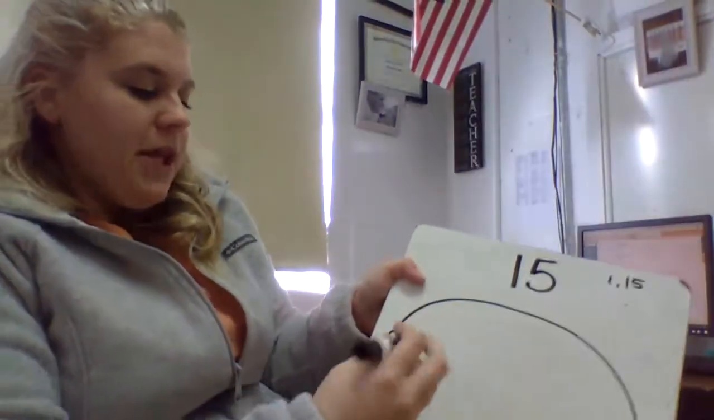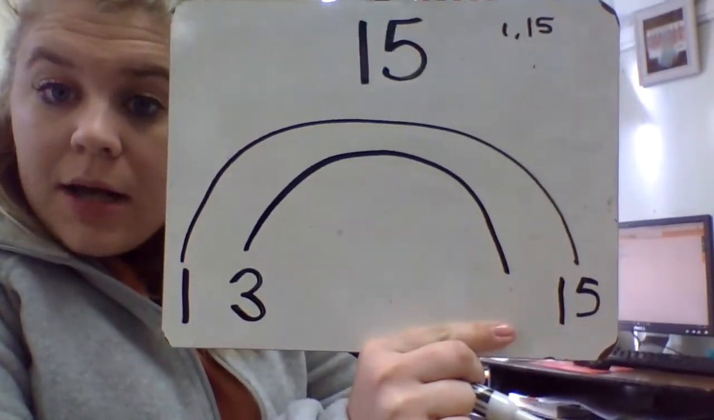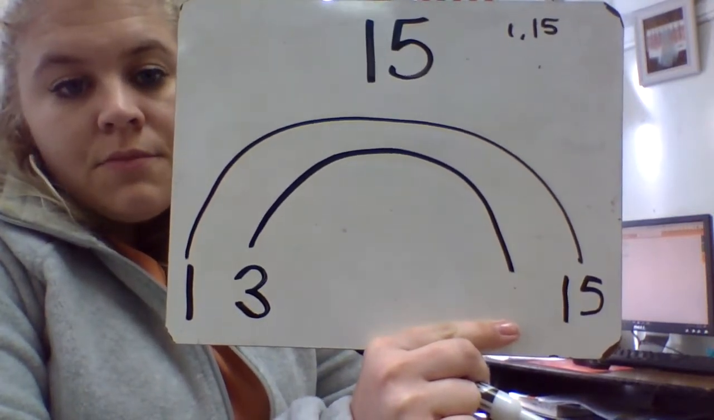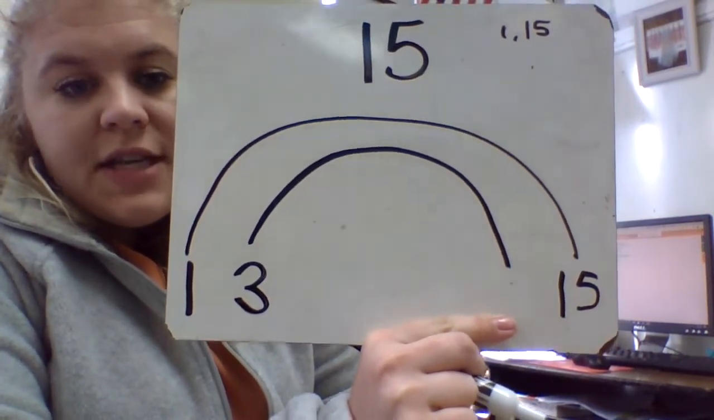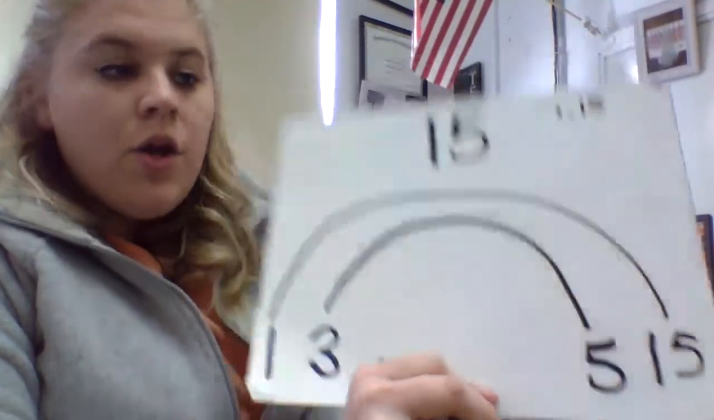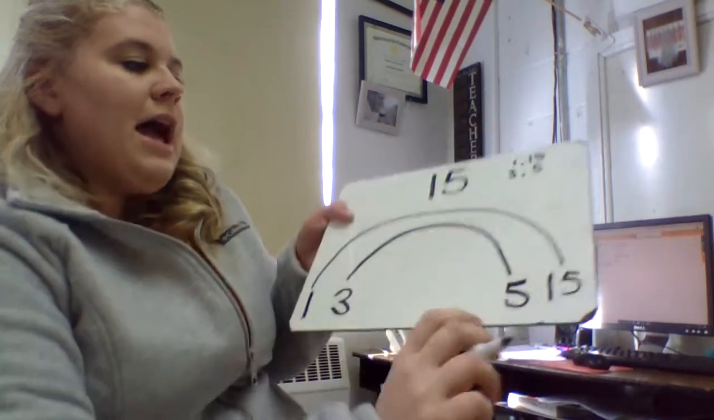I want you to complete the rainbow. What goes at the other end of that rainbow with a 3? What is 3's factor pair to give you 15? 3 times what equals 15? 3 times 5 equals 15. So my next factor pair I have is 3 and 5.